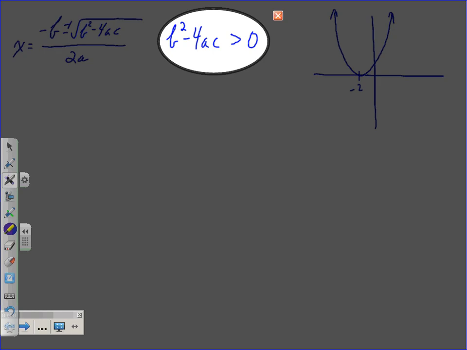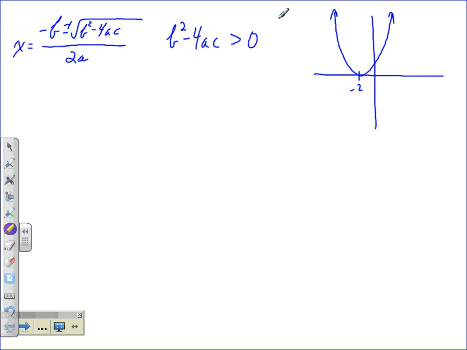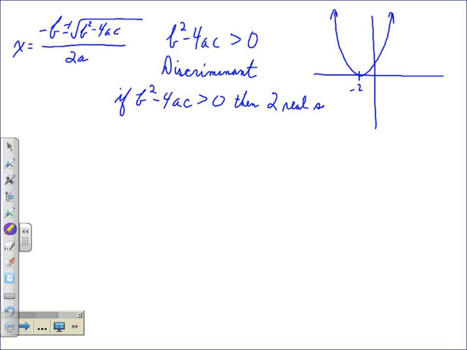this part of it, the b squared minus 4ac, is called the discriminant. There's a name for that underneath the radical, and it's called the discriminant. So if the discriminant, if b squared minus 4ac is greater than 0, which are all the ones you had in your homework, then we have two real solutions.